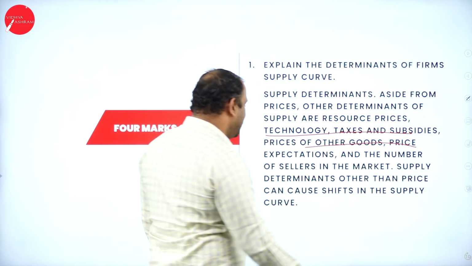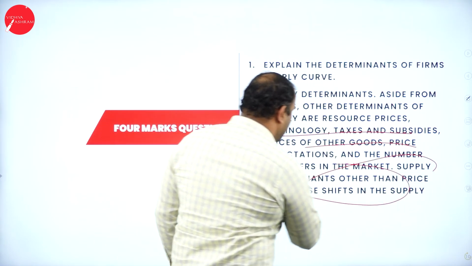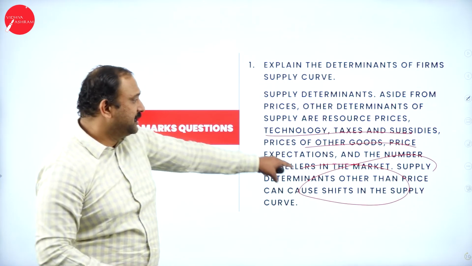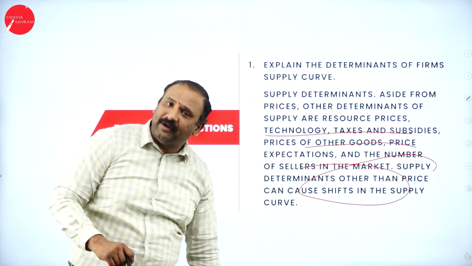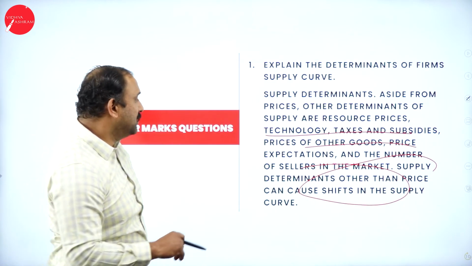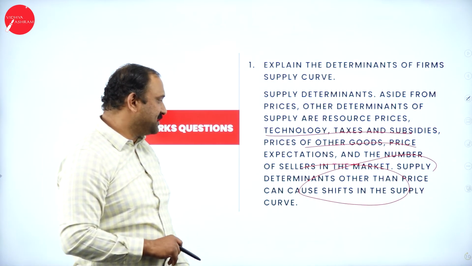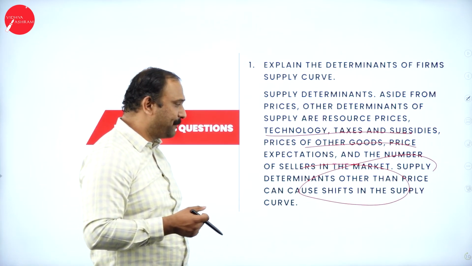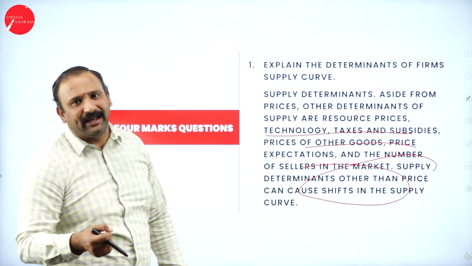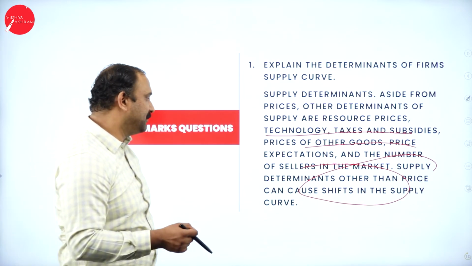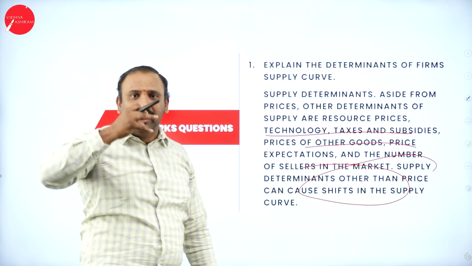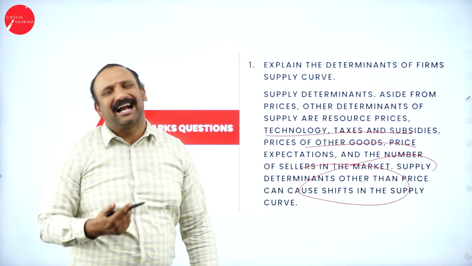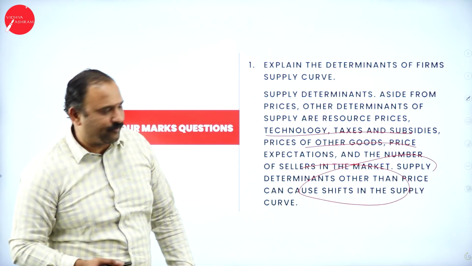Now, the supply determinants other than the price can cause a shift in the supply curve. Very important. Why? Because this will matter to us to a very, very great extent. Supply determinants other than the price can cause shifts in the supply curve, which is very much true. Yes, it is going to happen. So automatically you will be able to see the shift that is going to happen. That curve is always going to come back in terms of volume to us, followed by how supply actually matters in terms of the growth factor.